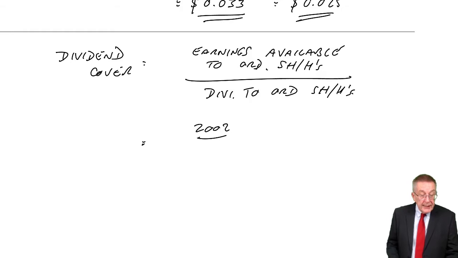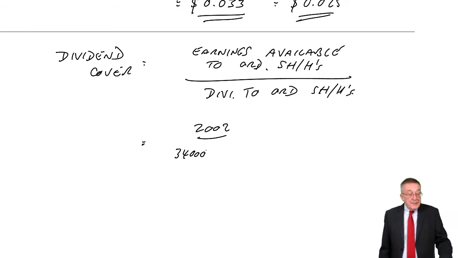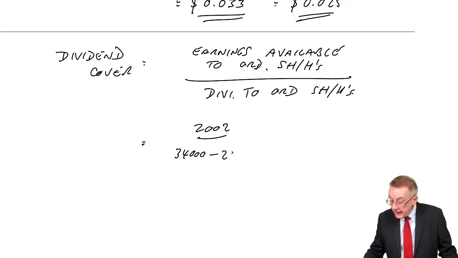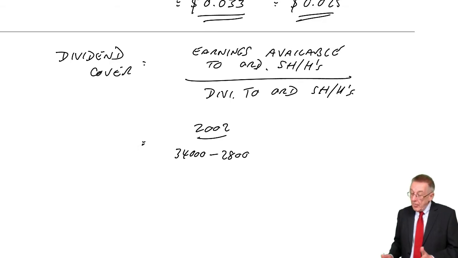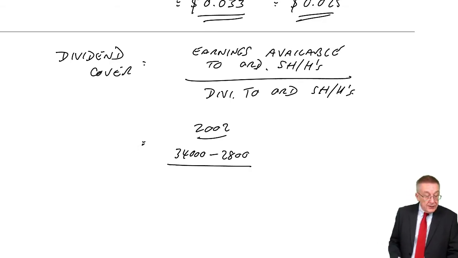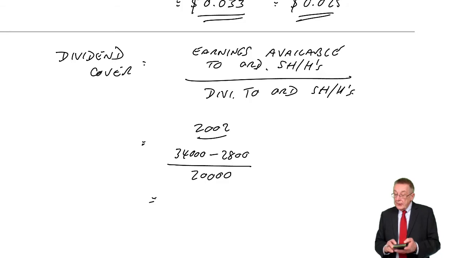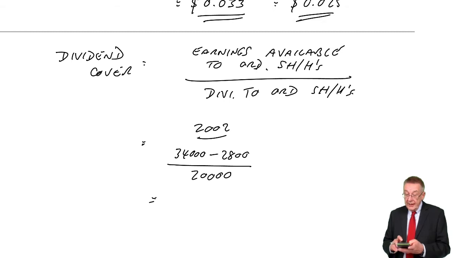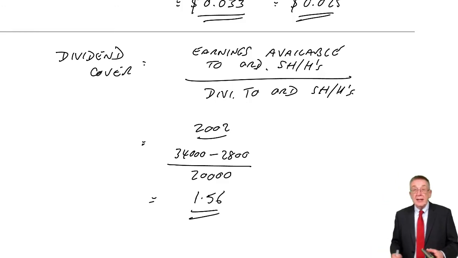the profit after tax was 34,000, but out of that, they have to pay a preference dividend of 2,800. So the maximum available for ordinary shareholders is the difference of 31,200, divided by the dividend actually given to the ordinary shareholders of 20,000. And the dividend cover, again, 31,200 available divided by 20,000 is 1.56. Generally, we leave that just as a number.